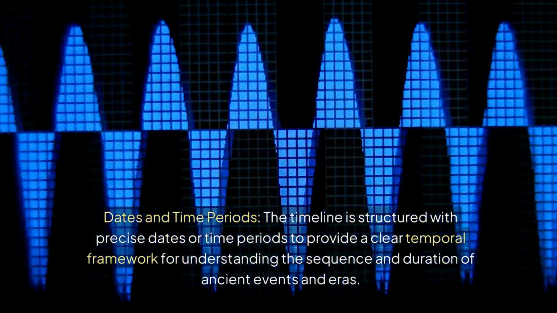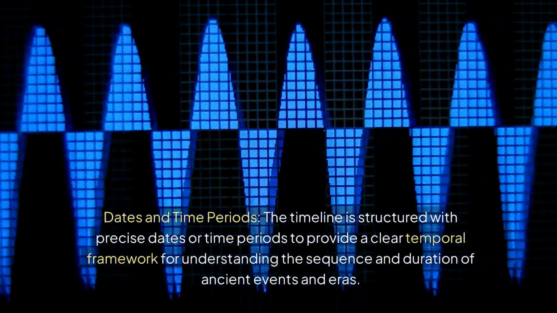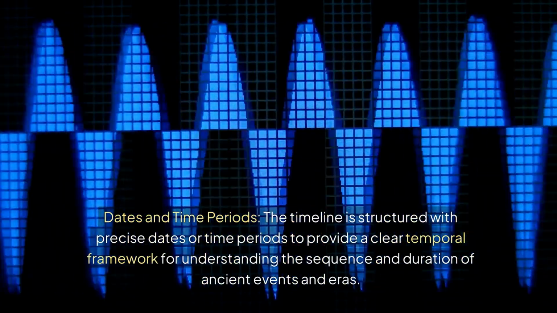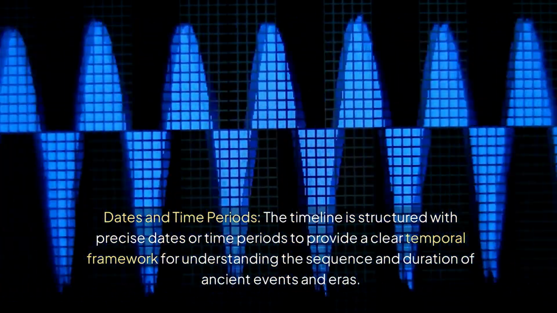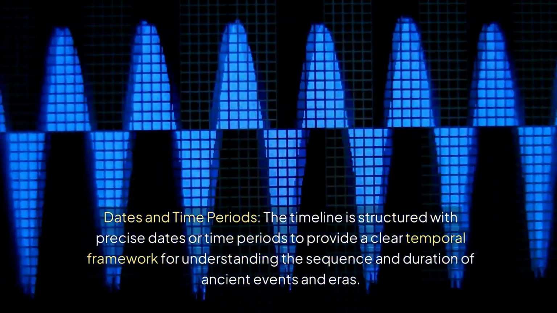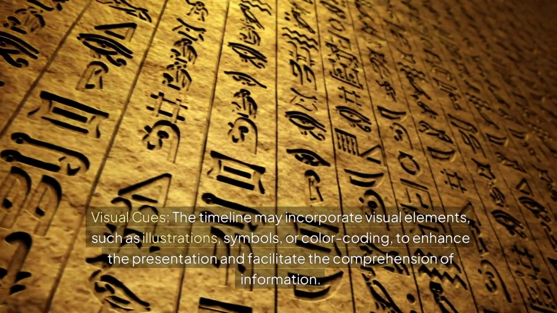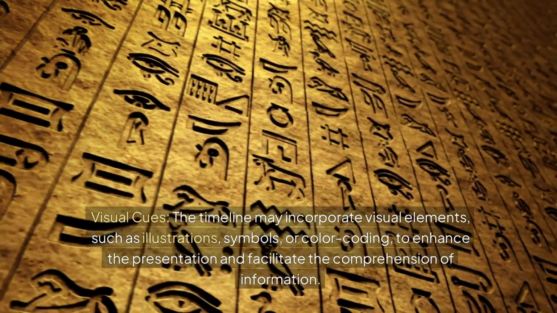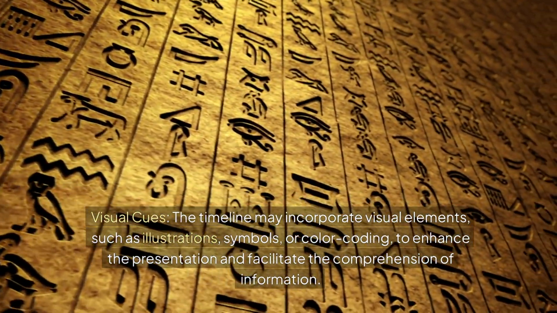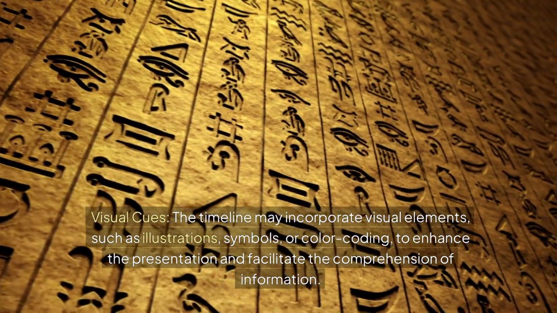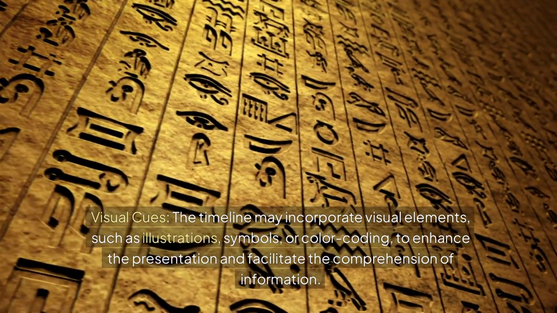Dates and time periods. The timeline is structured with precise dates or time periods to provide a clear temporal framework for understanding the sequence and duration of ancient events and eras. Visual cues. The timeline may incorporate visual elements, such as illustrations, symbols, or color coding, to enhance the presentation and facilitate the comprehension of information.